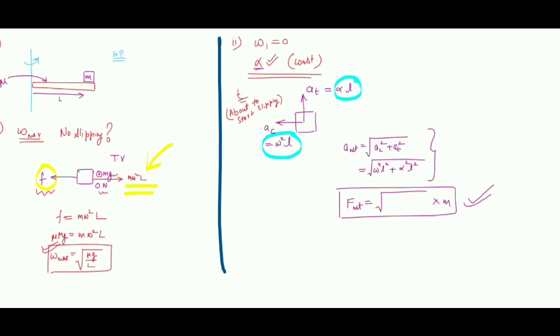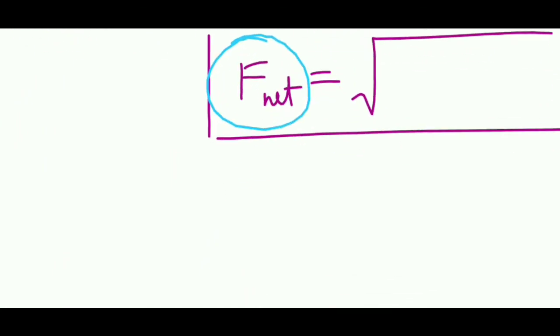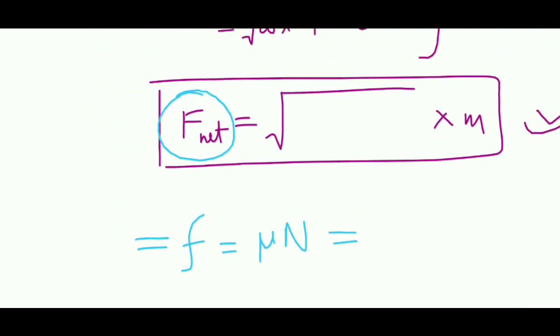This is the final condition which I have assumed over here. At this condition, the block will just start slipping. Who is providing this net force? Only friction is there, right? The only force which can provide this net force is friction. So I can simply equate this force to frictional force, which is equal to mu into N.